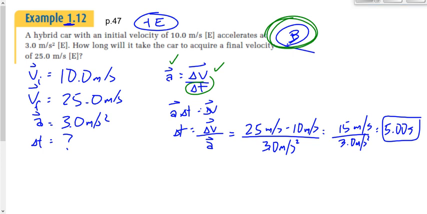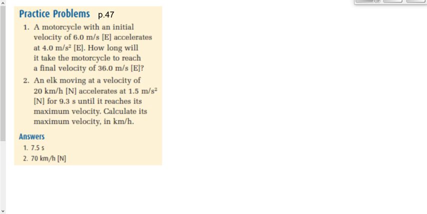All right. If you're good with that, then I'd like you to take a look at the two practice problems on page 47 of your textbook.